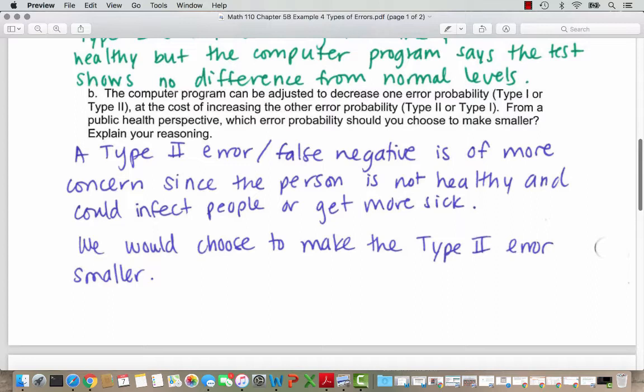So anytime they're working on some sort of test, whether it's a test for coronavirus or a test for some other disease, typically the medical industry tries to make the type 2 error small so that you don't have people who are sick or not healthy out there in the general public.